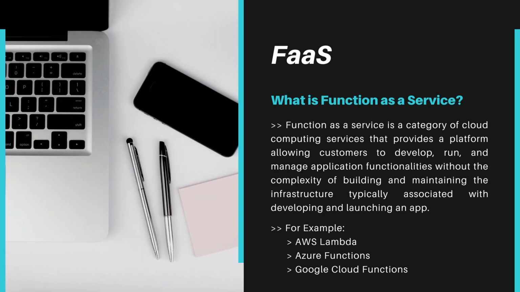Function as a Service or FaaS is a category of cloud computing services that provides a platform allowing customers to develop, run, and manage application functionalities without the complexity of building and maintaining the infrastructure. This typically is associated with the deploying and launching of an application. If I explain this in detail, let's take the example of AWS Lambda. What happens in this case is you can either write the code in one of the languages supported by Lambda on your laptop and deploy the code to the Lambda function, or you can start coding from scratch in an inbuilt IDE which comes with the user interface or the web interface that you get with AWS.